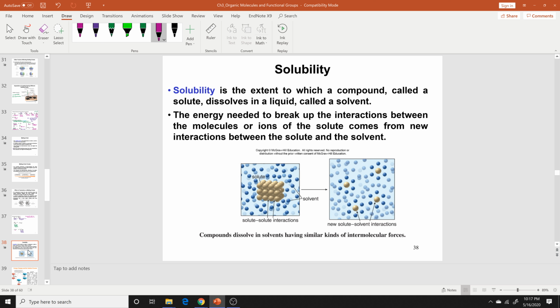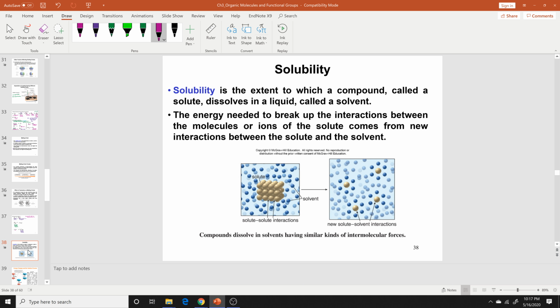Another term is the solubility. Now, solubility is dependent on the type of intermolecular forces. What is solubility? It's basically the extent to which the compound, which we call here a solute, dissolves into a solvent. So it basically explains how a solute dissolves in a solvent. And in order for a solute to dissolve in a solvent, the energy needed to break up the interaction between the molecules, I mean the solute, because after all the solute is dissolving into the solvent over here.